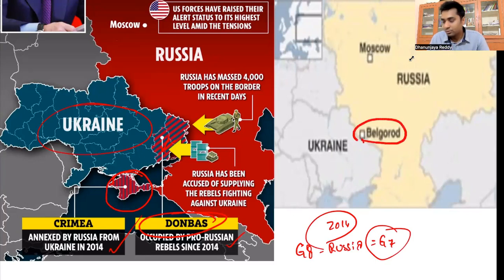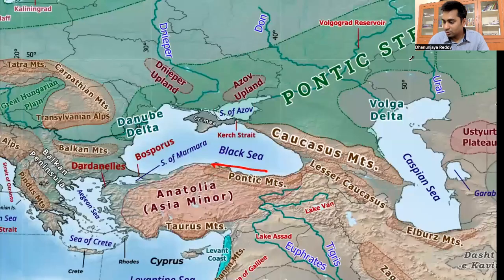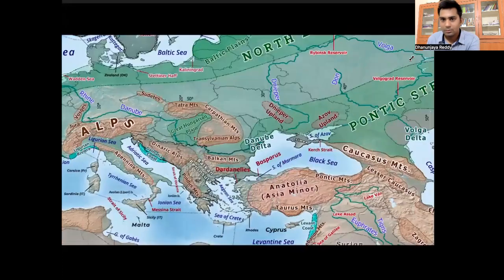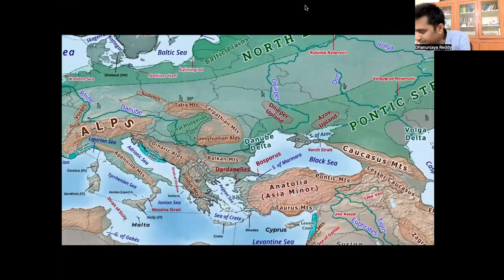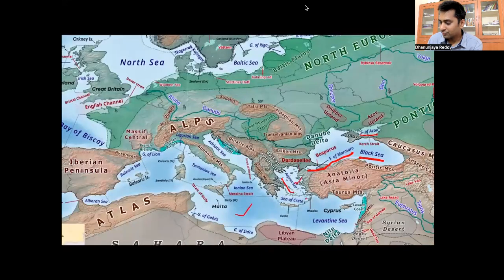Now look here. Belgorod is in Russia. Look at the map further. You have some seas here. Black Sea, I am discussing this. Now look, there is Sea of Azov, Black Sea, Bosphorus, Sea of Marmara. See here: Sea of Azov, Black Sea, Sea of Marmara. This is the sea which is suffering from sea snot, and the Aegean Sea. And then you have the Mediterranean Sea, right? This is the Mediterranean Sea of Crete.